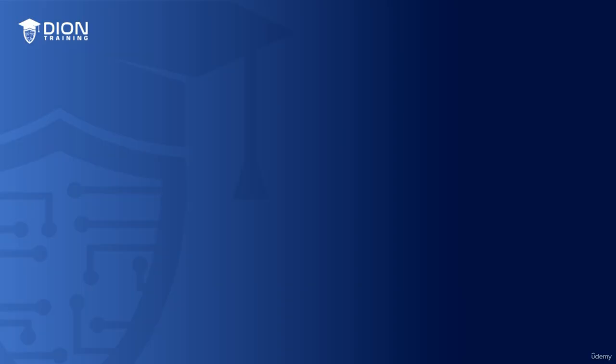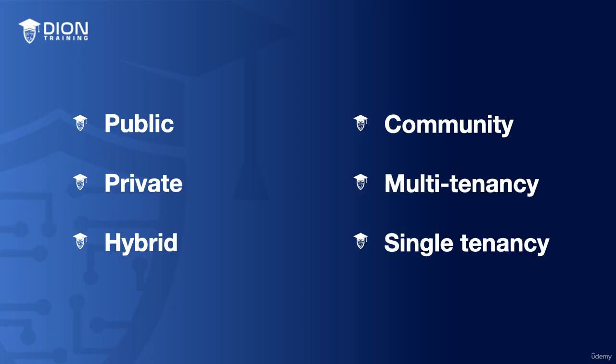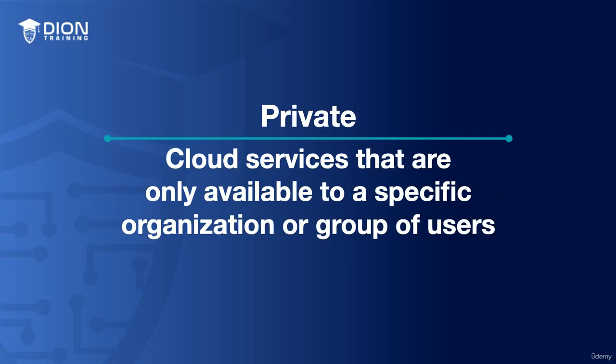Next, we have cloud deployment models, which are different ways in which cloud services can be deployed. This includes public, private, hybrid, community, multi-tenancy, and single-tenancy cloud deployment models. The first deployment model we have is known as public cloud. Now, public cloud models refer to cloud services that are being made available to the general public over the internet. An example of a public cloud service is Microsoft Azure, which offers cloud services to anybody with an internet connection and a credit card.